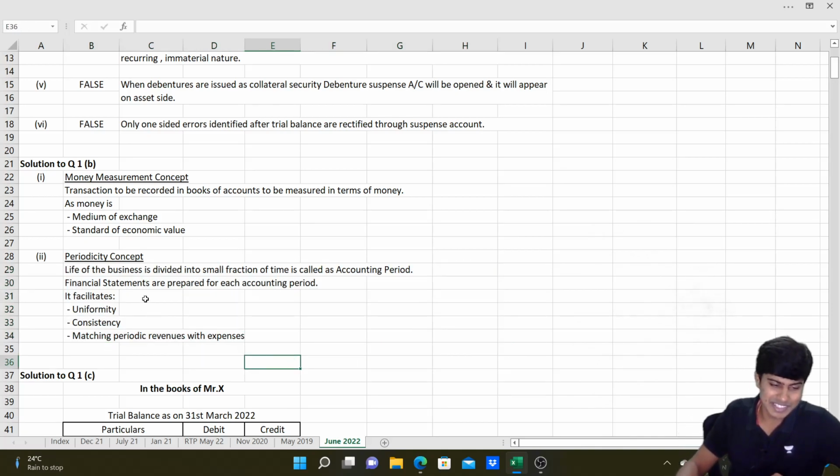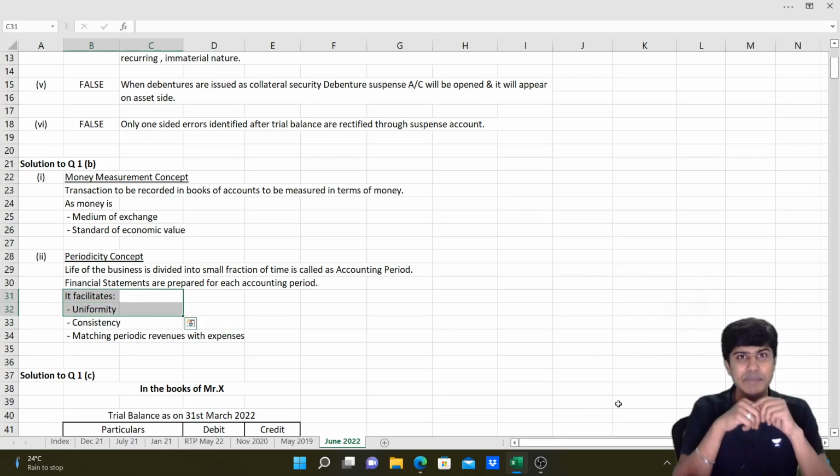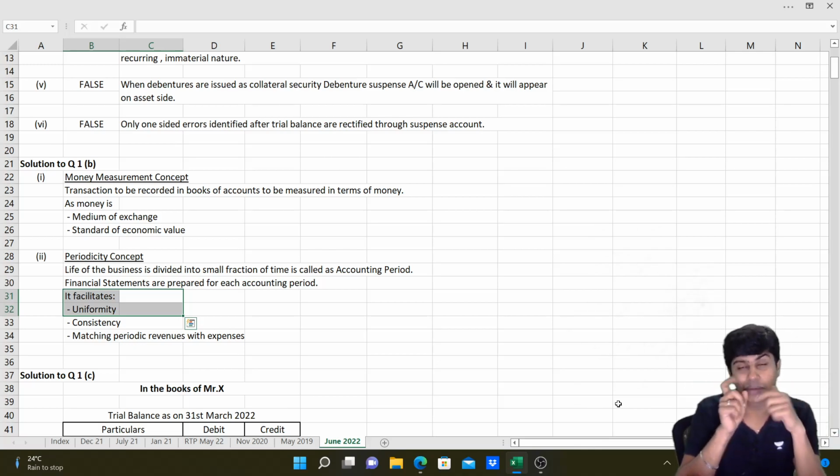If you remember, when we discussed, I told it facilitates uniformity, but I didn't tell you consistency and matching. I told we'll discuss that later, and later after we did matching, we underlined in that matching current year expenses with current year income, current year we wrote periodicity, expense income we wrote accrual.